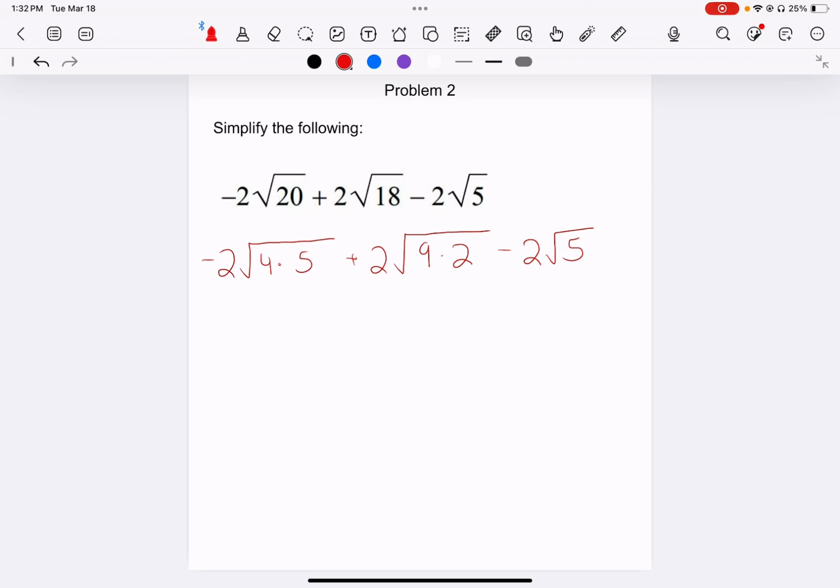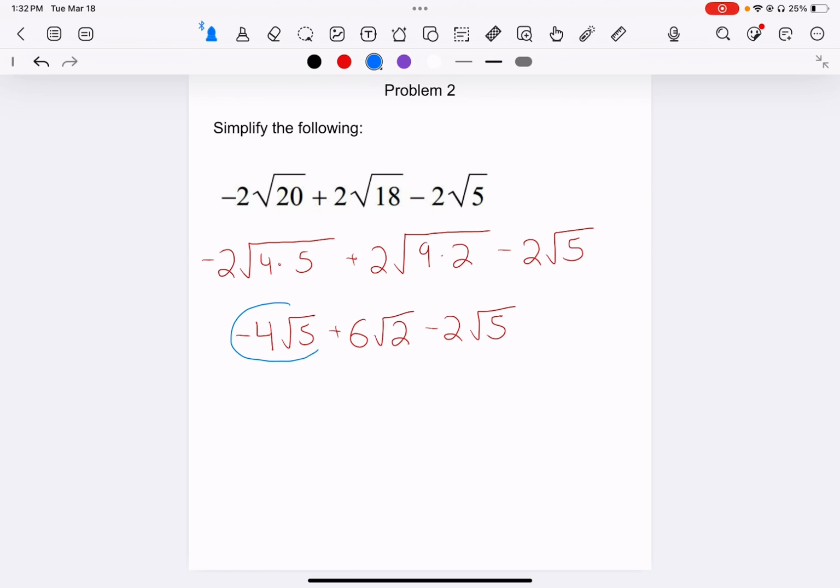Negative 2 radical 4 times 5. Radical 4 is 2, so this is negative 4 radical 5 plus 2 times radical 9 times 2. Radical 9 is 3, so that comes out as 6 radical 2 minus 2 radical 5.